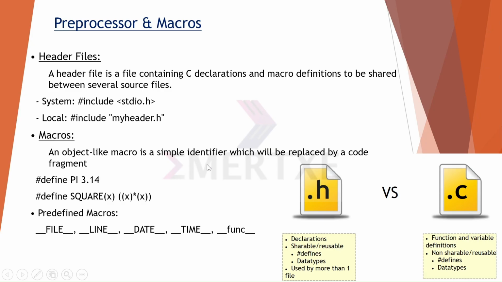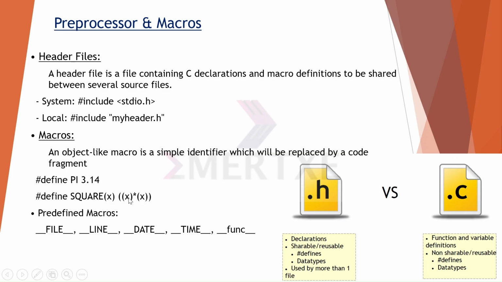An object-like macro is a simple identifier which will be replaced by a code fragment. For example, #define PI 3.14, that is, we defined the value of PI as 3.14. So wherever we use PI, our system will automatically understand that it is 3.14.